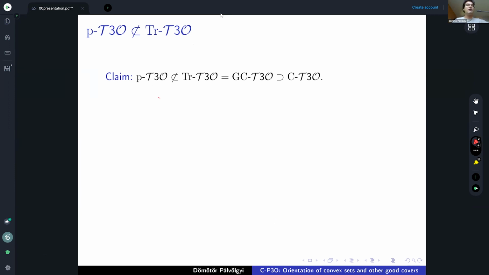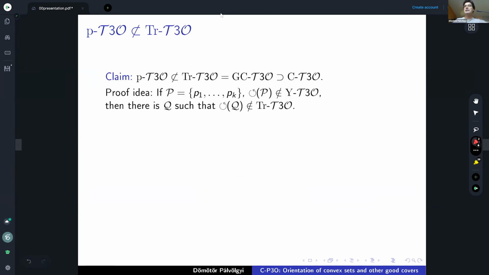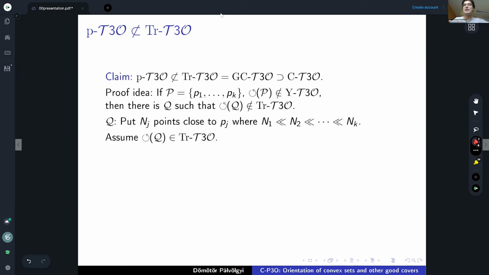And now I want to finish the proof by showing that also for tree shapes, there's an order type that's not realizable, and that would finish everything because of these earlier containments. So as I said, for Y shapes, we have already seen there's a point set that's not realizable. And the main idea is that I put many, many points close to every single point that I had before. And I just want to rush through this last proof.